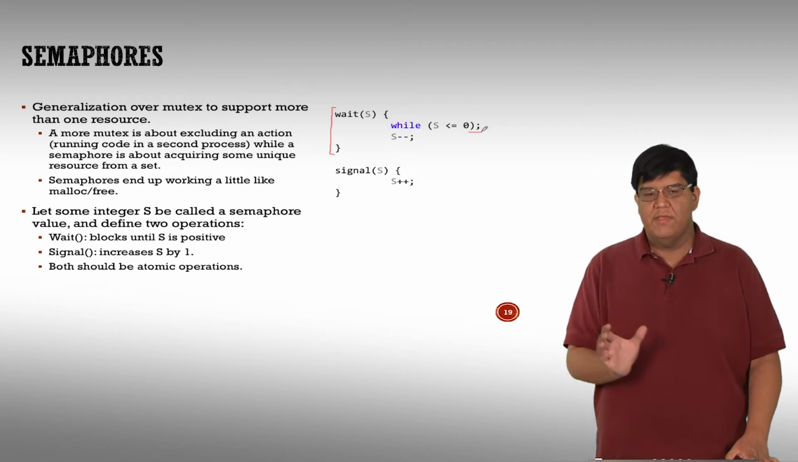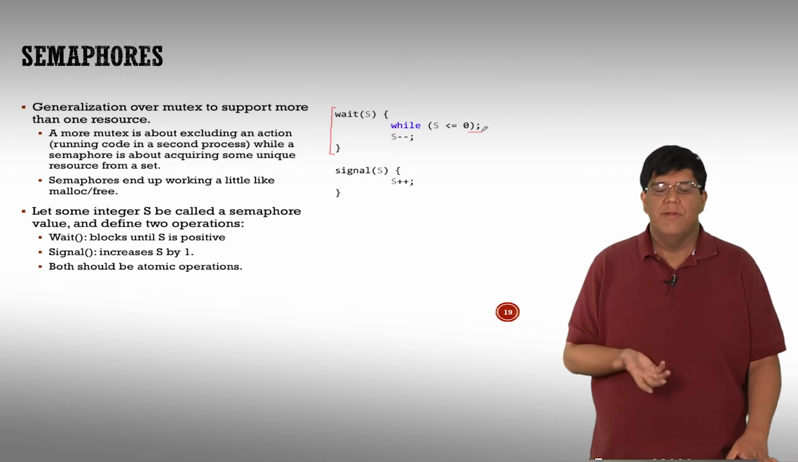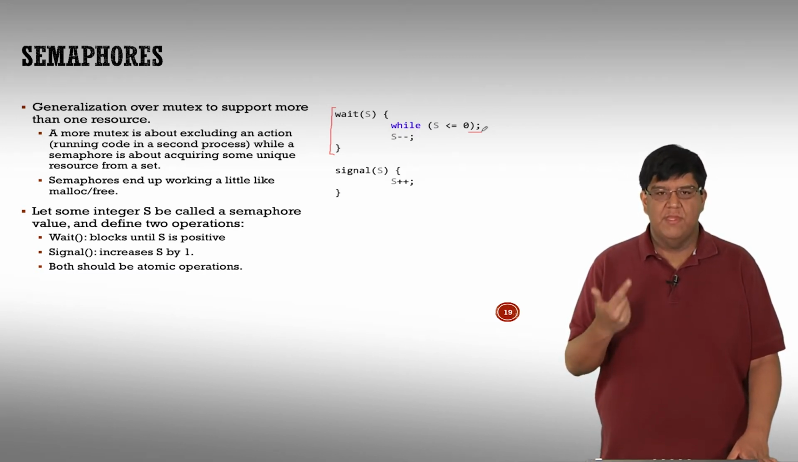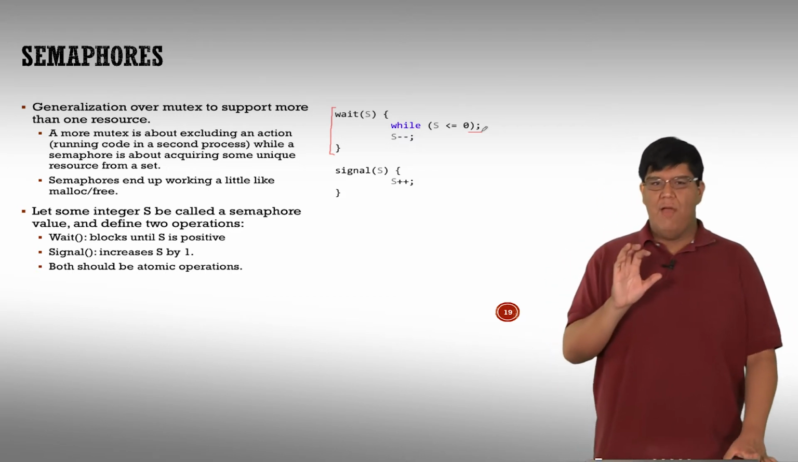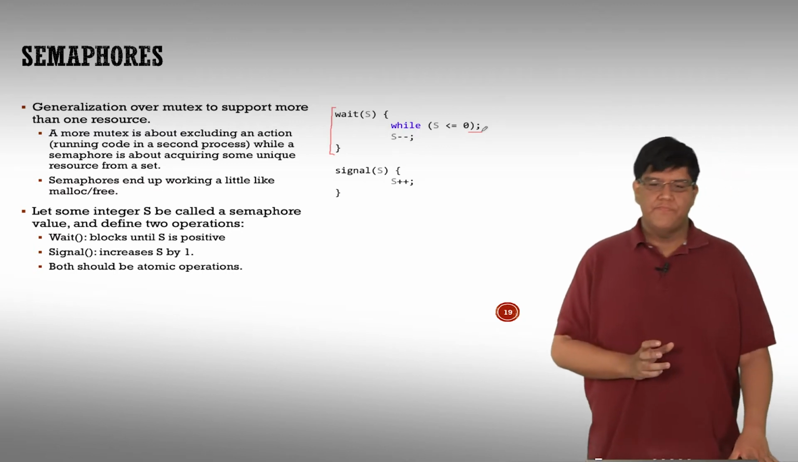The semicolon at the end is basically saying I have a loop that's running, continually checking, but it's not doing any actual work. It's just busy waiting until S is positive, and then it can move forward. So that's kind of how we could think about wait being implemented.